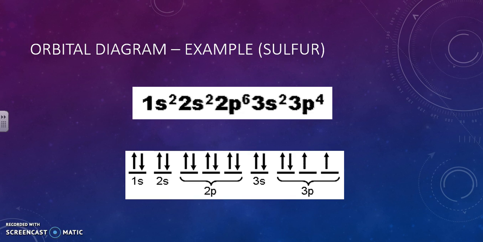And this is what an orbital diagram looks like. You can see there's a little bit more information there. So what's the deal with all of these horizontal lines? The horizontal lines that you're seeing indicate how many orbitals are in that subsystem.